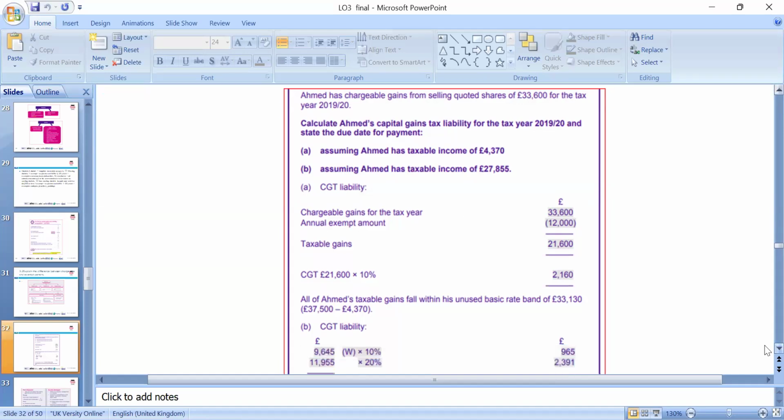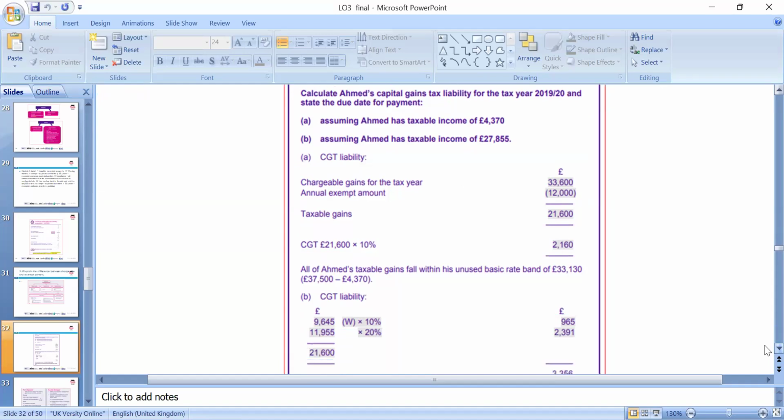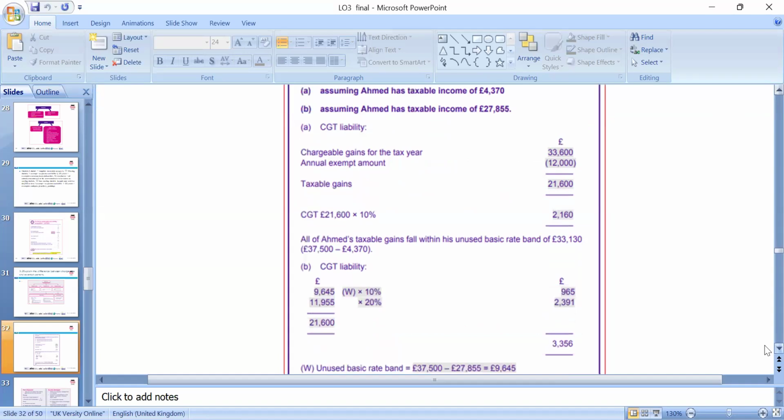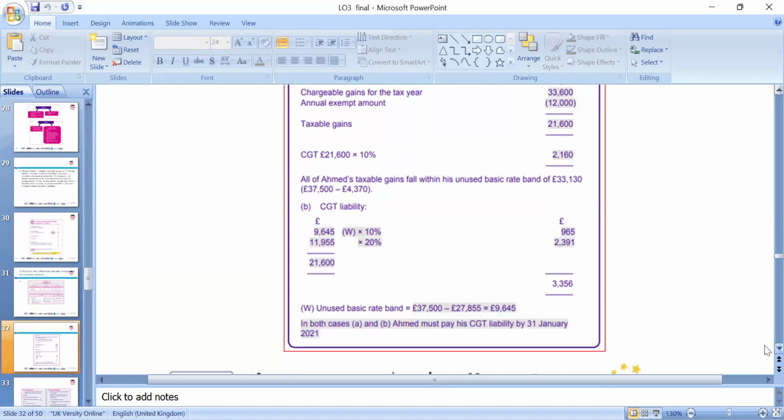So we have to look at other taxable income, which we need to deduct in that case. Then we can look at how much the capital gains tax liability is: 10%, and the higher rate is 20%, because he has other income as well. That's the reason we deduct. Then we calculate the tax liability on the unused basic rate band: 37,700 minus 27,855, and the remaining amount is 9,645 in both cases, A and B.